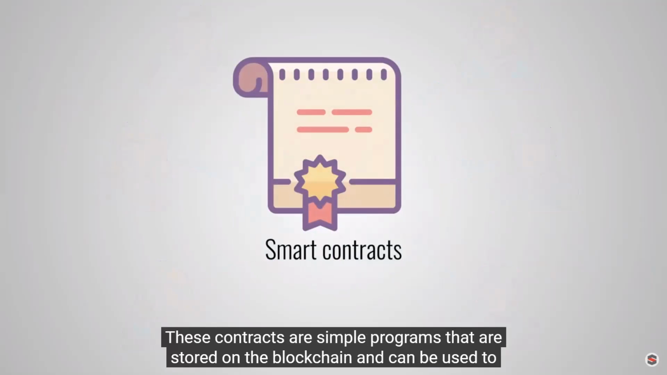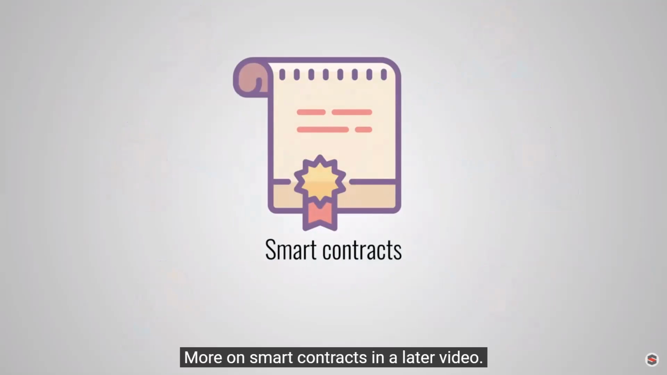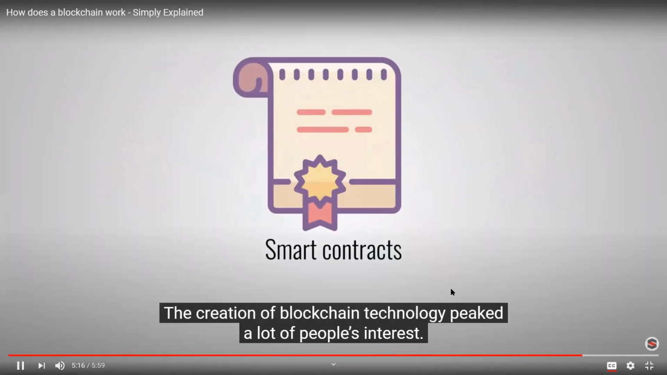These contracts are simple programs that are stored on the blockchain. They can be used to automatically exchange coins based on certain conditions. More on smart contracts in a later video. The creation of blockchain technology piqued a lot of people's interest.